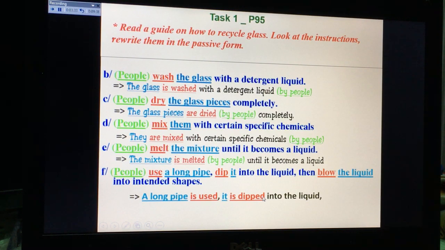we use V-ed. Remember double p before we add ed. And now the last verb is blow, so the subject for the verb blow is the liquid, it is in singular form, so we use is, and blow is an irregular verb, blow, blew, blown, so we use V3, blown. So that's the end for task 1 on page 95. Now we continue.